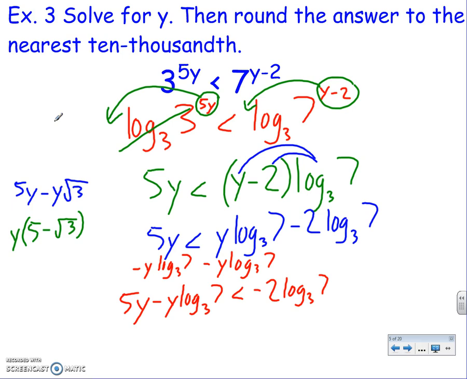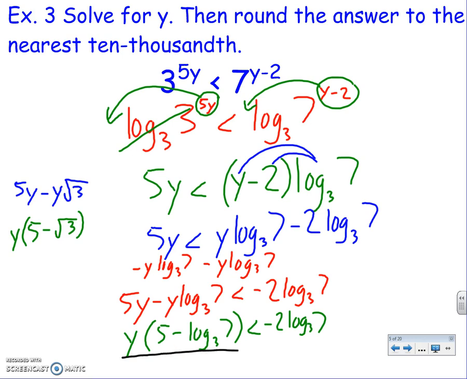I'm going to do that right here. So I take out a y. What's left is 5 minus log 3 of 7, less than negative 2 log 3 of 7. And the last thing is to solve for y, I have to divide by this 5 minus log 3 of 7 on both sides. This is gone. That's my answer.